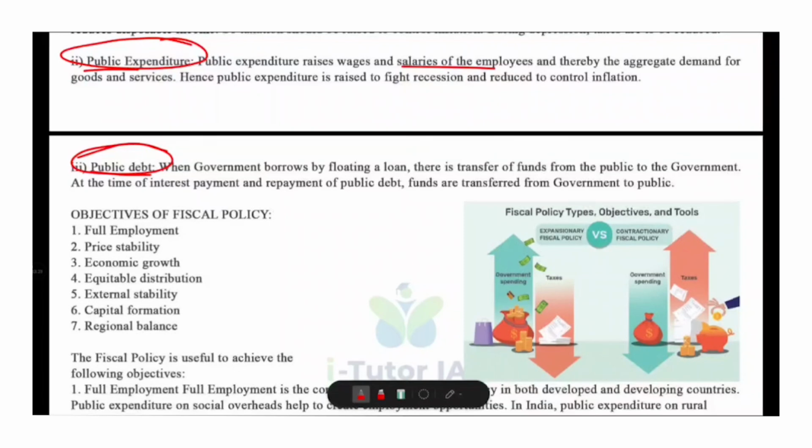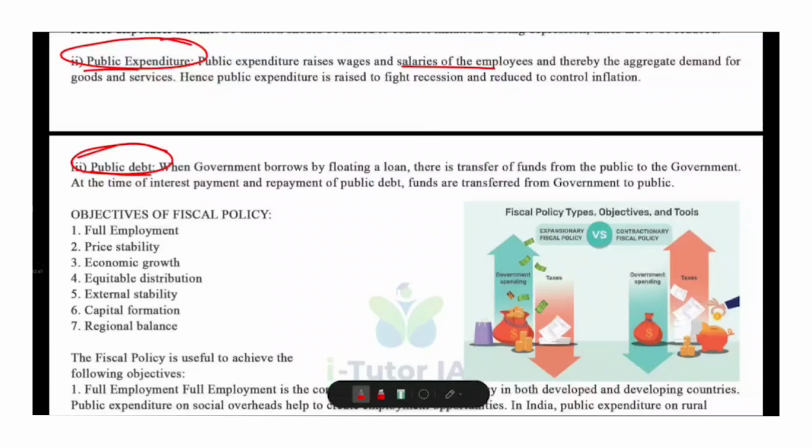And when the government repays loans plus interest, money moves from the government back to the public. So borrowing helps the government finance big development projects, budget deficit, welfare programs, etc. And public debt is a tool to manage deficit without increasing immediate taxes.